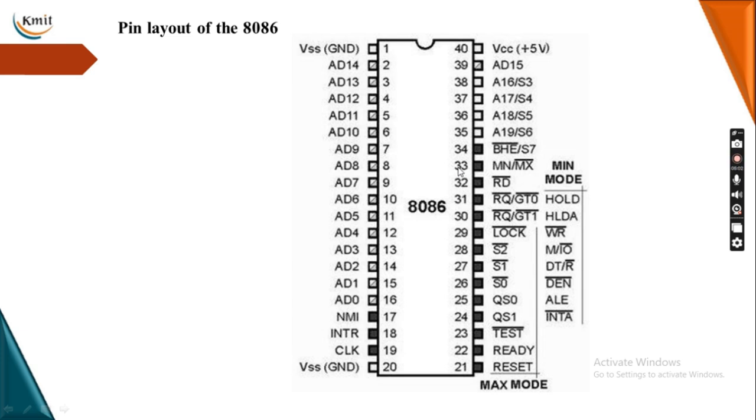Clear? Next, the 33rd pin, which is the most important pin in today's concept of minimum mode system and maximum mode system: MN/MX bar. MN/MX bar is a pin which decides whether the 8086 processor is working in minimum mode or maximum mode. For assumption, if you assume MN/MX bar is equal to 0.